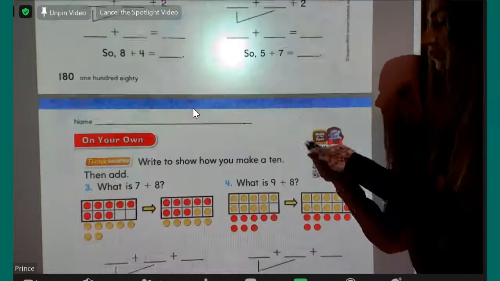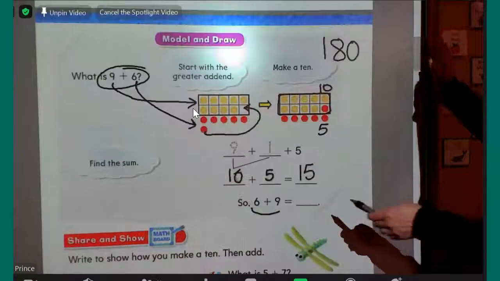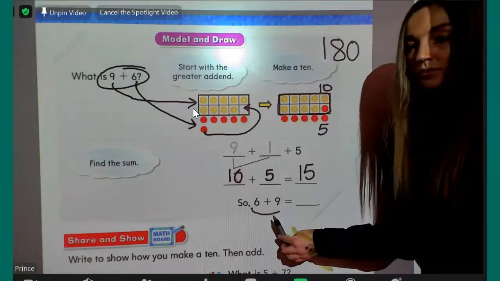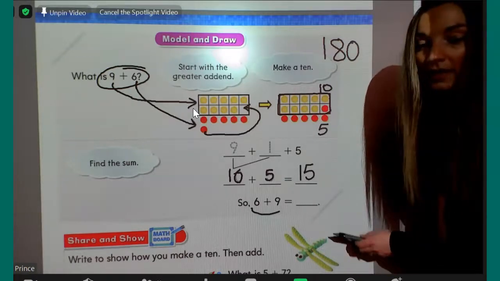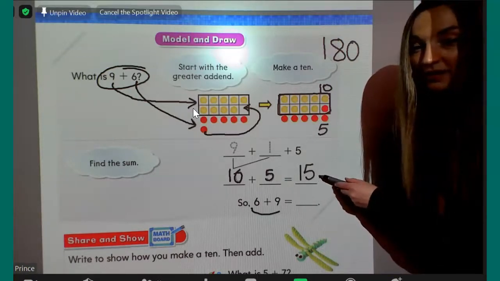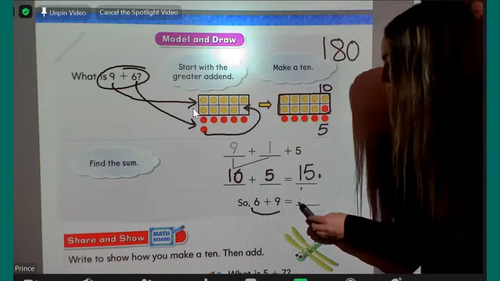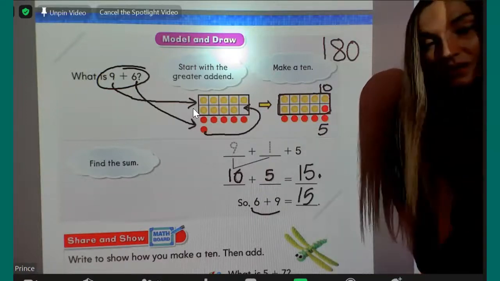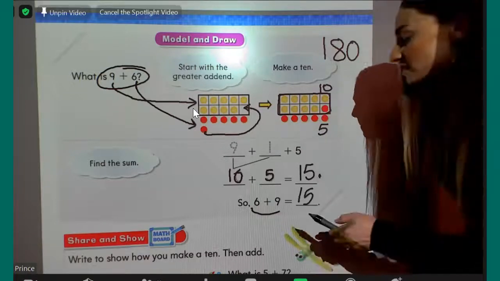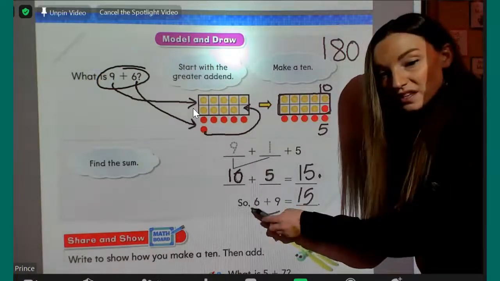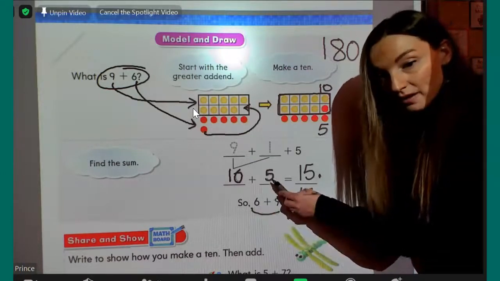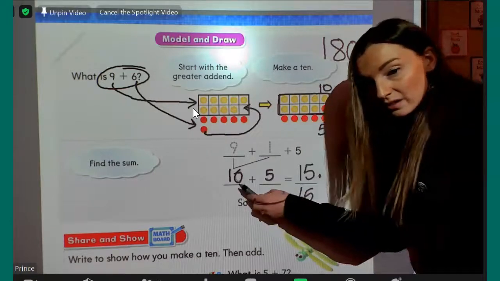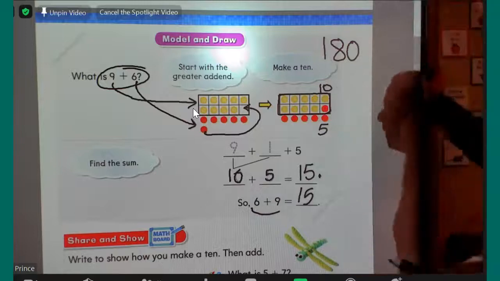It gives us the same answer. So what is it going to be? Xander? 6 plus 9 equals... right here, right here. 15. It's going to give us the same answer because we're just borrowing something from the 6 and giving it to the 9. That's why the 6 turns into a 5. See right there? And then 9 turns into a 10. So we're going to still get the same answer.